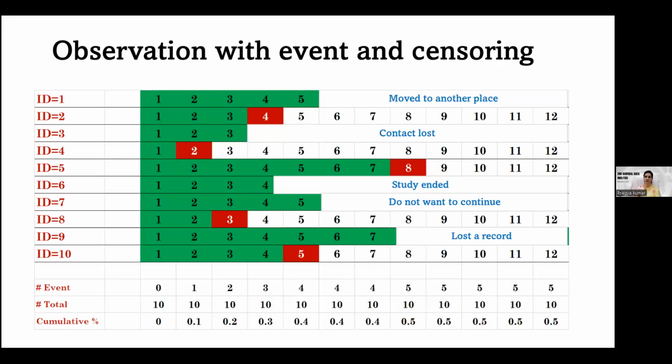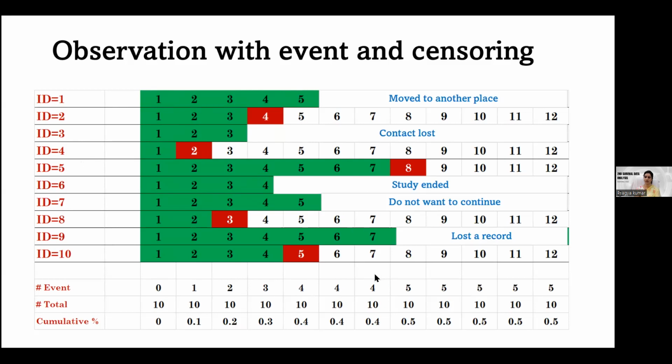Now, this is another case. You can see here that in the 1st month, there is a 0. In the second month, there is 1 event, this ID number 4. Then again in the third month, ID number 8 met with the event. So there are a total of 2 cases. Again in the third month, there is 1 event, so 3 events. Again in the 5th month, there is 1 event. So 4. Then in the 6th, there is none.